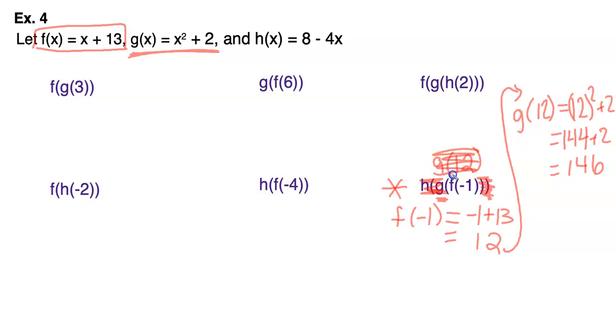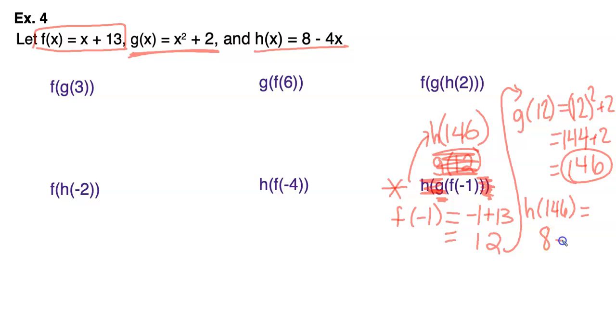So in this spot right here now, I have 146. But I still have this h sitting out here. So now I'm going to apply my h to that. So I'm going to take away 146 and put it in here for my h of x. I'm going to have to slide this down here because I'm running out of room. And that says to do 8 minus 4x. So 8 minus 4 times my x, which is 146.